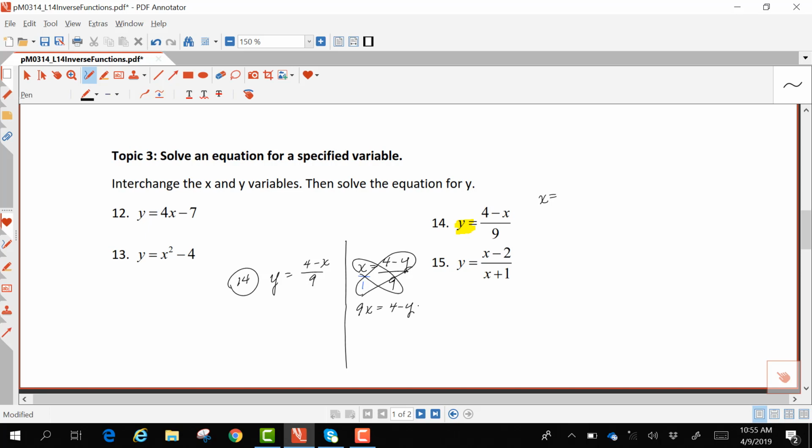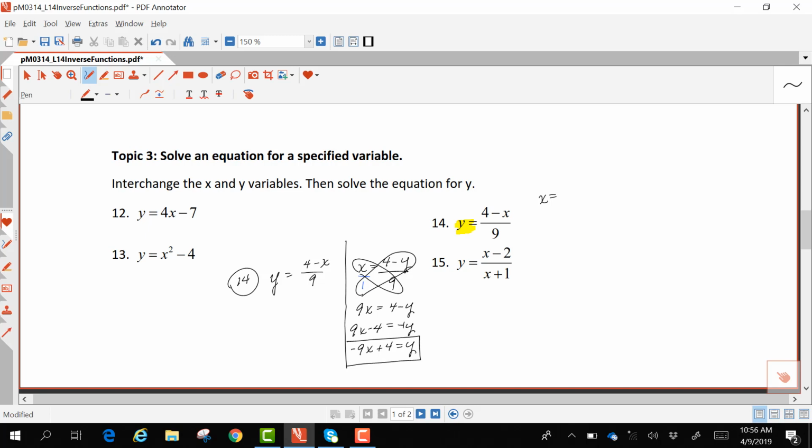To solve this for y, I'm going to subtract the 4. And now I will need to divide everything by the negative 1 coefficient of the y, which will make this negative 9x plus 4 equaling y. So I have solved it for y after interchanging the x and y variables. We will find in the near future that this interchanging of variables is going to produce the inverse function.